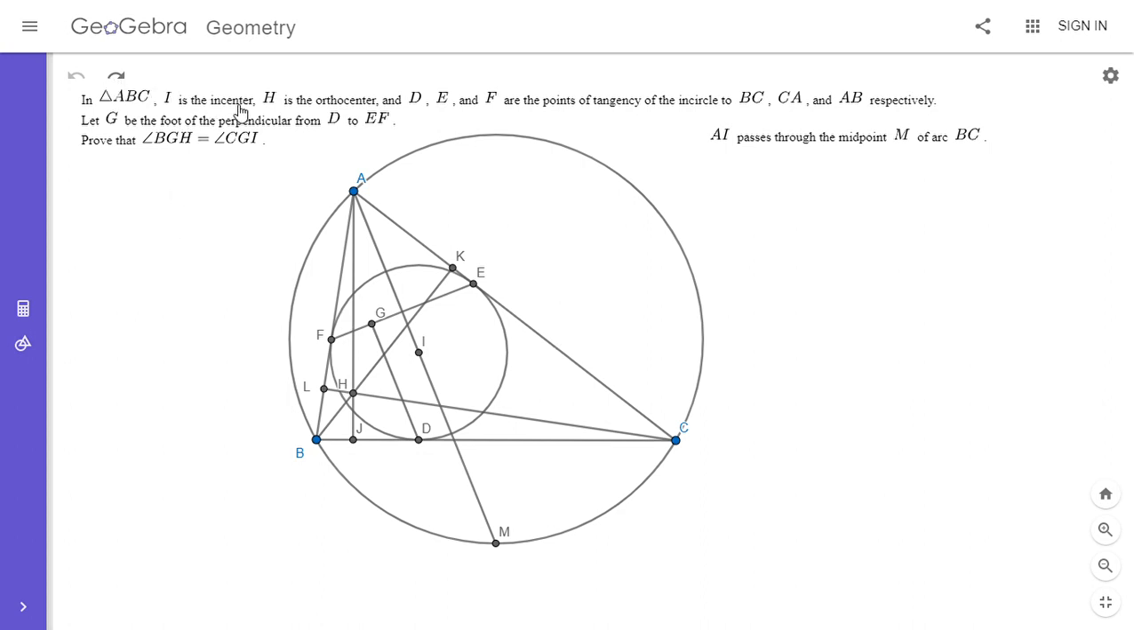Alright, so we have a triangle ABC. I is the incenter, H is the orthocenter, and D, E, and F are the points of tangency of the incircle with BC, CA, and AB. And we let G be the foot of the perpendicular from D to EF. And we want to show that angle BGF is equal to angle CGI.